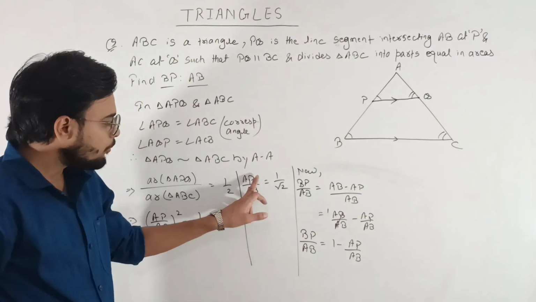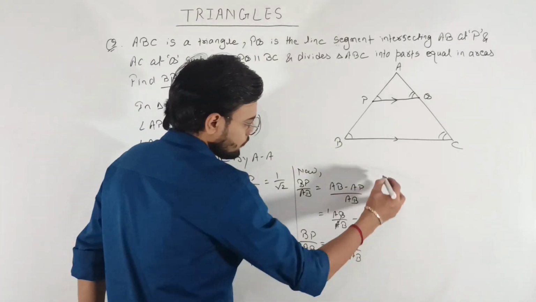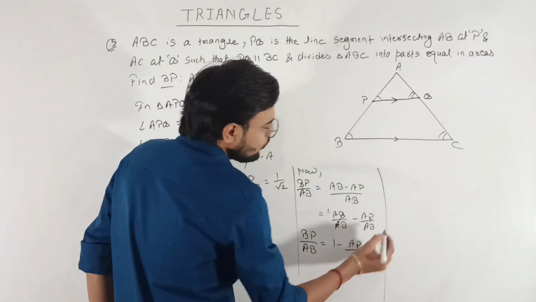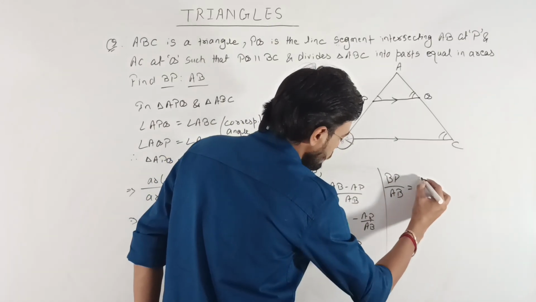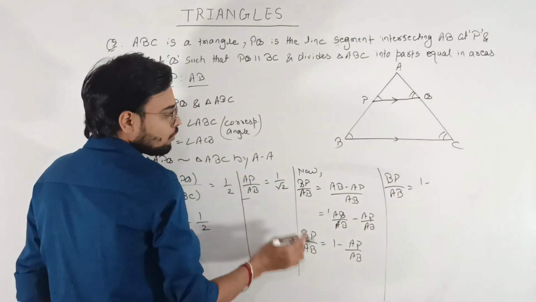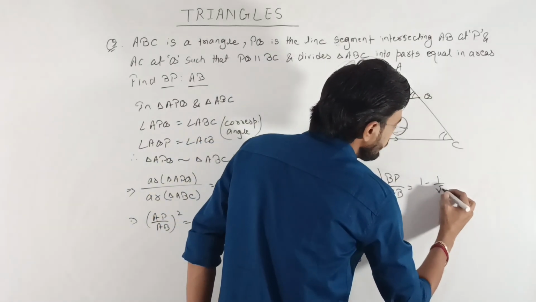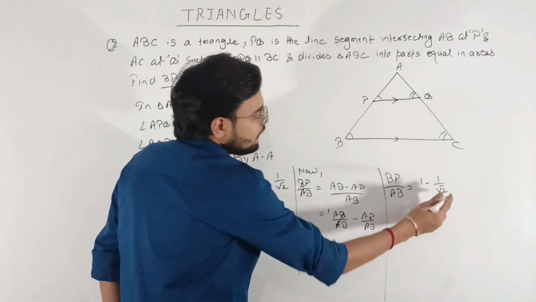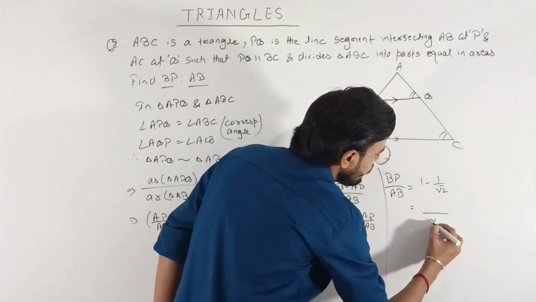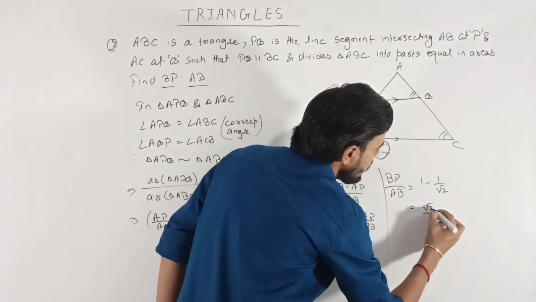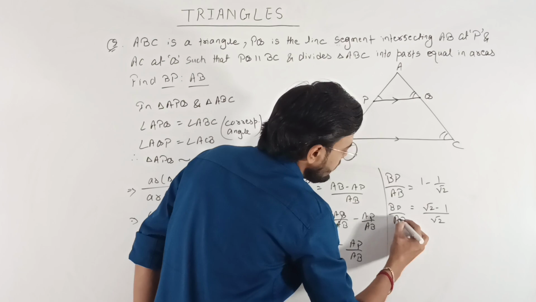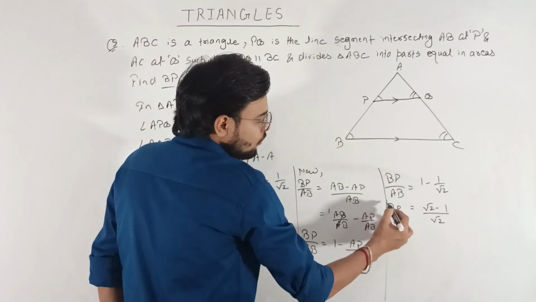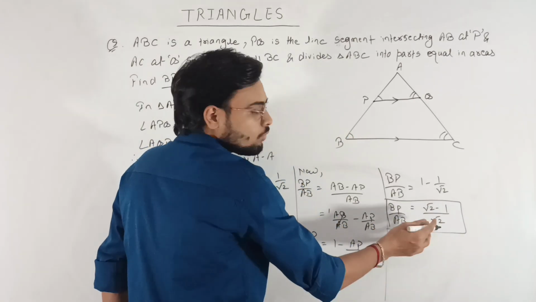And AP upon AB is 1 upon root 2. So BP upon AB is equal to 1 minus 1 upon root 2. Now take the LCM. The LCM is root 2. So here, root 2 minus 1. So BP upon AB is root 2 minus 1 upon root 2.